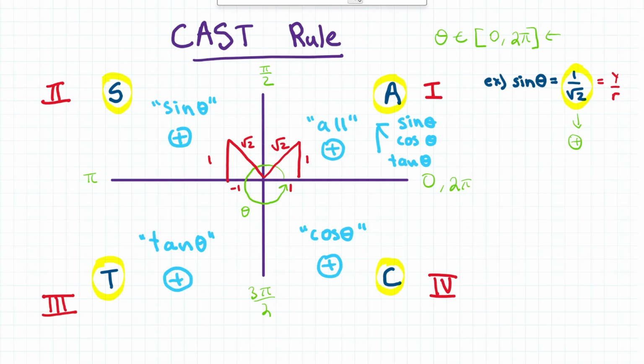So there we go. We can solve for 2 values for theta. We can have our theta 1 over here, and we can find our theta 2 over there, and that all falls within our domain of 0 to 2 pi.